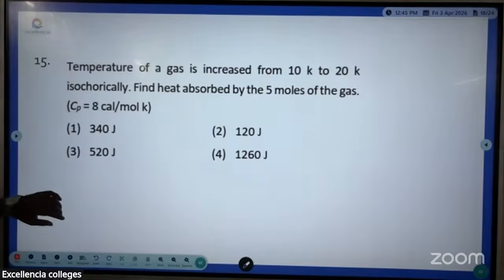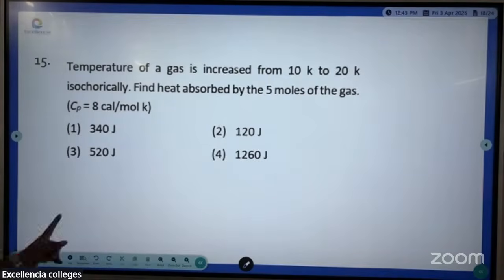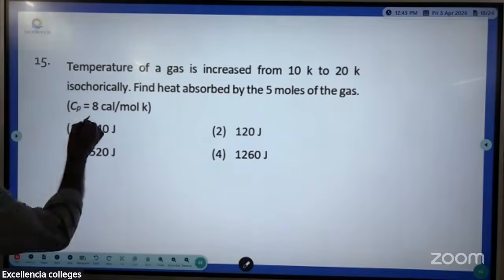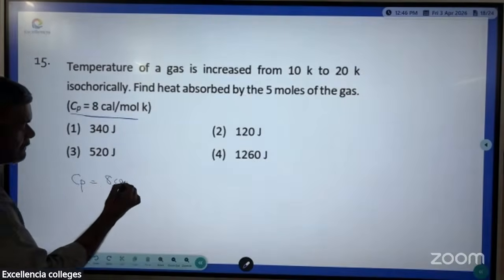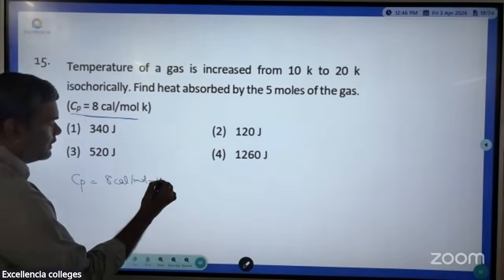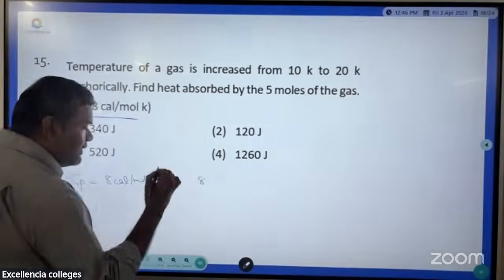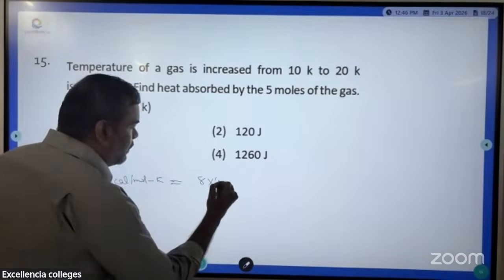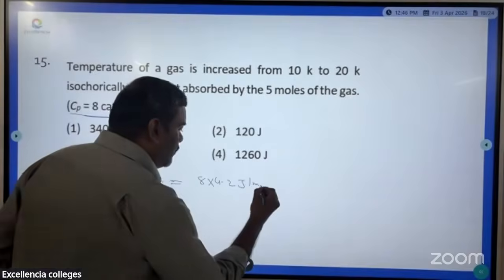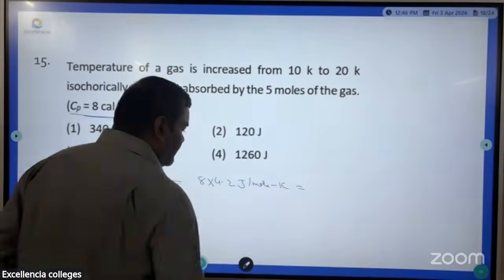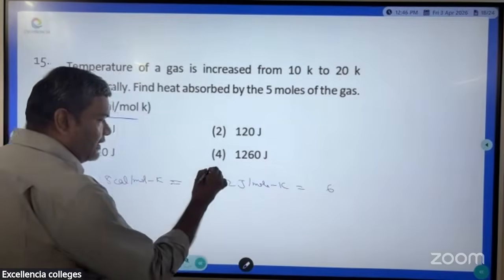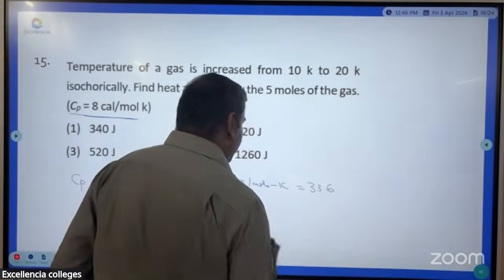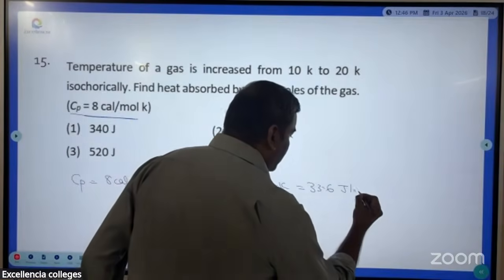The temperature of a gas is increased from 10 Kelvin to 20 Kelvin isochorically. Find the heat absorbed by 5 moles of the gas. Cp is given, Cp is 8 calories per mole per Kelvin. Let's write Cp as 8 into 4.2 joules per mole per Kelvin. Right, 8 4s are 32 and 8 2s are 16 plus 3, so 33.6 joules per mole per Kelvin.